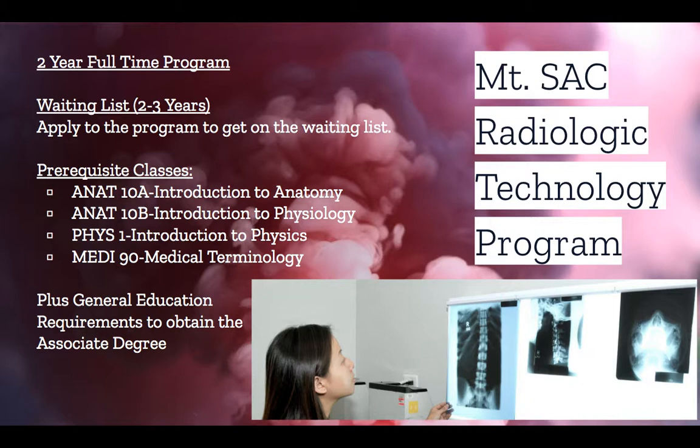Now, to become a radiologic technologist, you do have to have an associate degree. So, in addition to the prerequisite classes and the RadTech classes, you also need to complete your general education requirements for the associate degree. So, as you can see, even though you would be waiting 2 years, there's enough prerequisites and general education classes that you can take while you're waiting. So you're not just sitting there doing nothing, waiting for 2 years. You're actually getting the other requirements for the associate degree done.